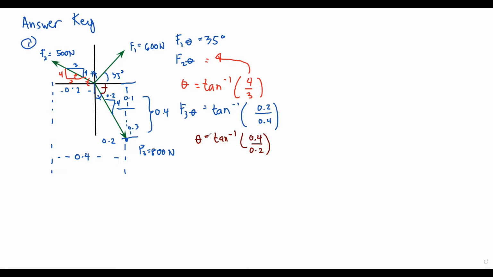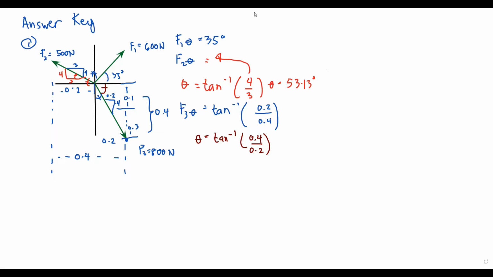Okay, so, first, kunin natin yung angle dito sa F2. So, theta is equal to tan raised to negative 1, 4 over 3. So, shift tan 4 over 3. So, ang angle na yan, 2 decimal places lang muna, 53.13 degrees. Okay? So, shift toward D. Okay, so, ayan yung angle natin.